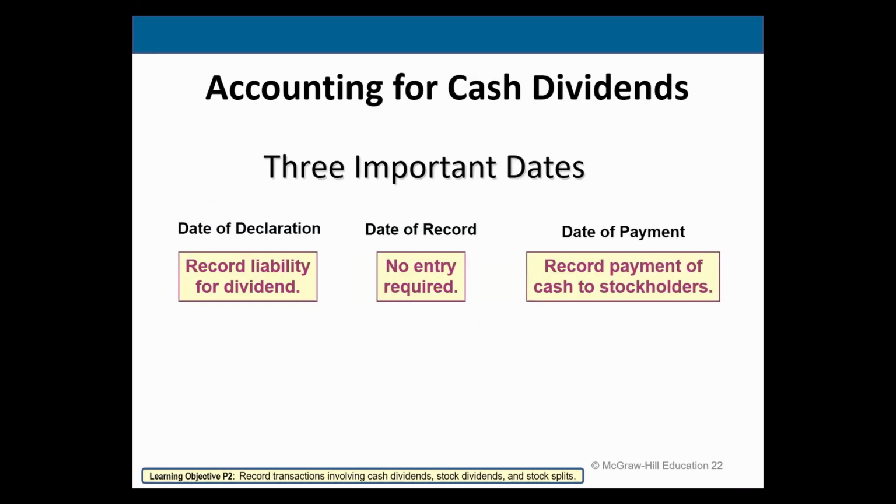Now, dividend payment involves three important dates. First of all, the declaration, the record, and the payment. The date of declaration is the date the directors vote to declare and to pay a dividend. This creates a legal liability for the corporation to its stockholders. Now, the date of record is the future date for identifying those stockholders listed in the corporation's records to receive the dividend. Persons who own stock on the date of record are the ones that receive the dividends. The date of payment is the date when a corporation makes payment.